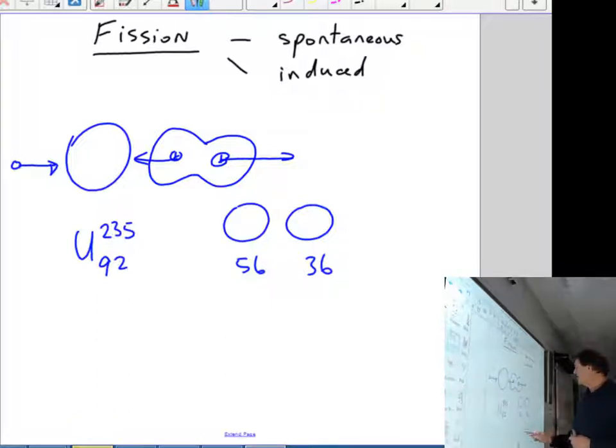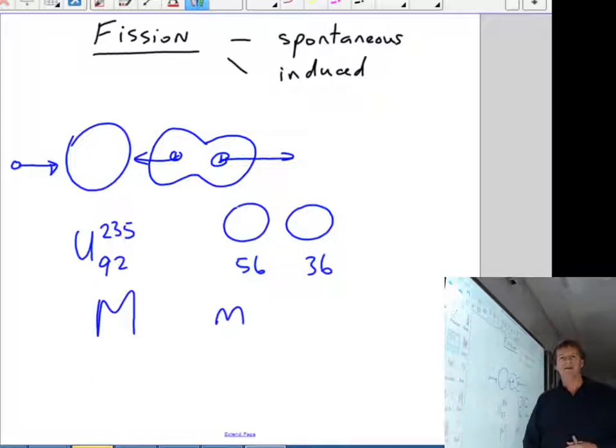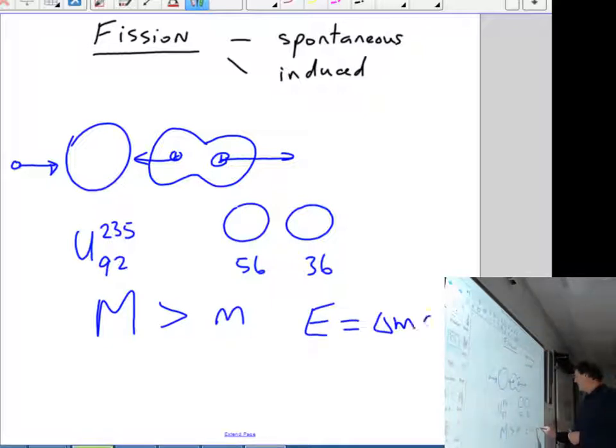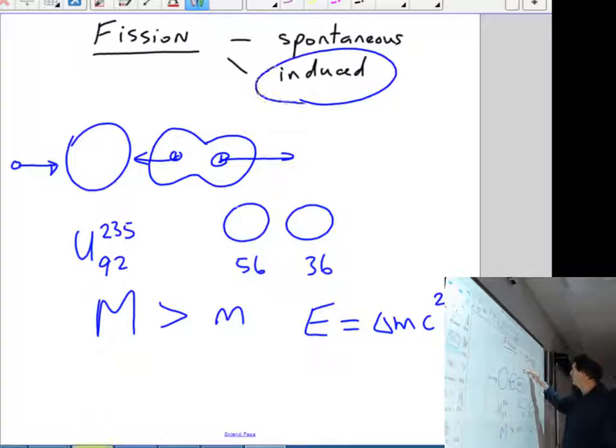And in each case, the mass afterwards is slightly less than the mass beforehand. So there's a mass defect there. And that mass drop again will convert into energy in the form of E equals mc squared. So you're going to release energy by that one fission, that one split of a nucleus. Now that's induced fission. Okay?